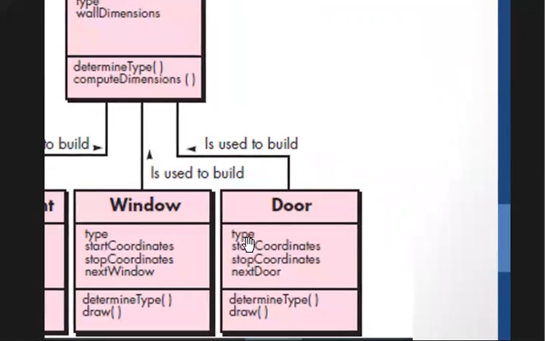If we see in here, the door has got the type of door it is, whether it is a plastic door, a wooden door. Then you're going to have the coordinates, dimensions, the starting, stopping coordinates, the next door. Then the operation is, it is going to determine the type and you're going to draw that particular door. Here you're just making a floor plan. So you're going to make a door within its place. Then the same is going to be for a window.